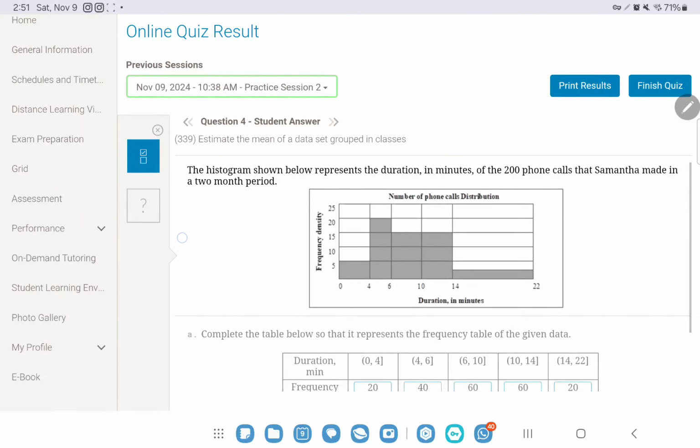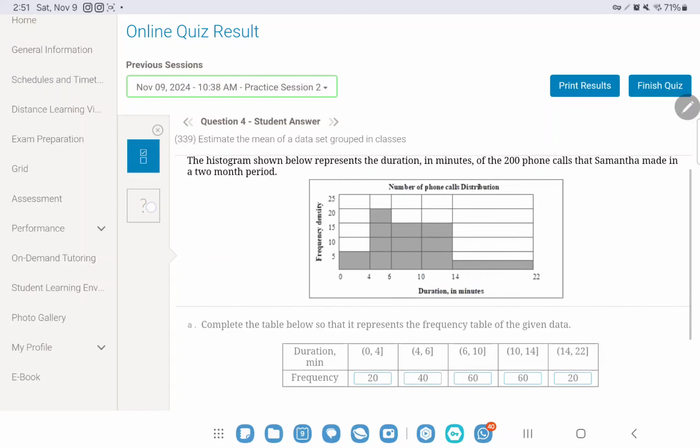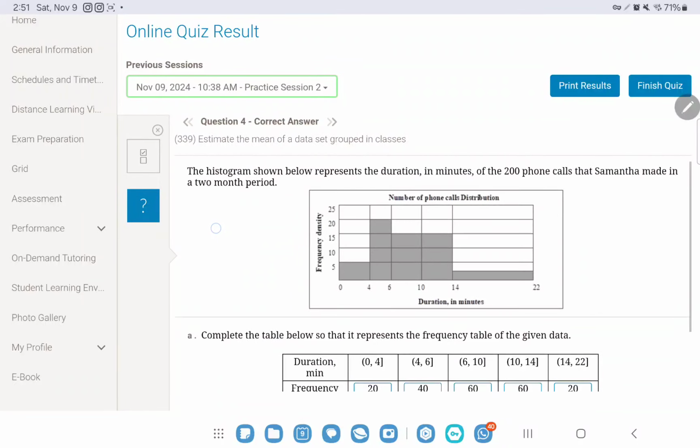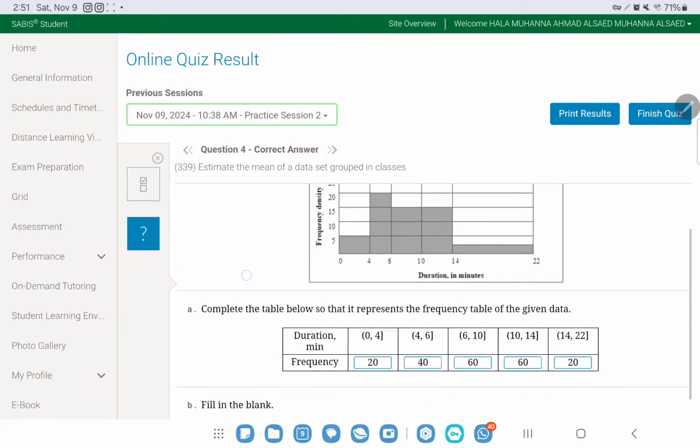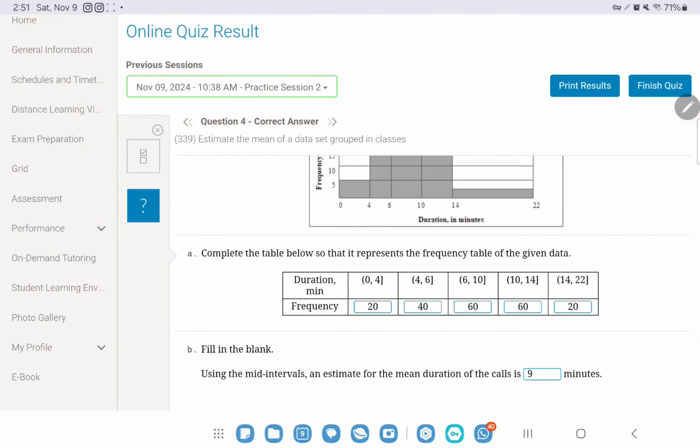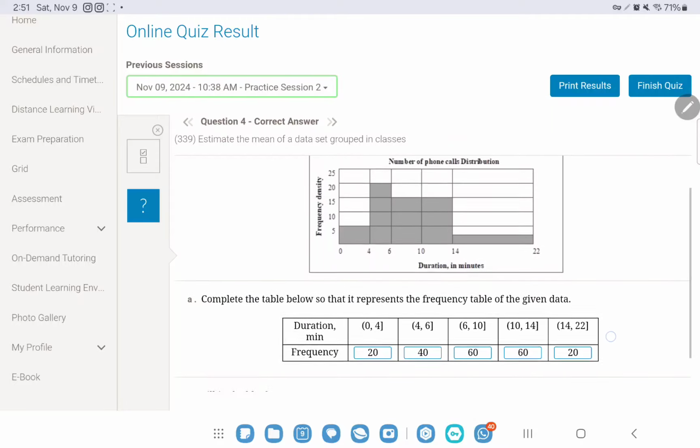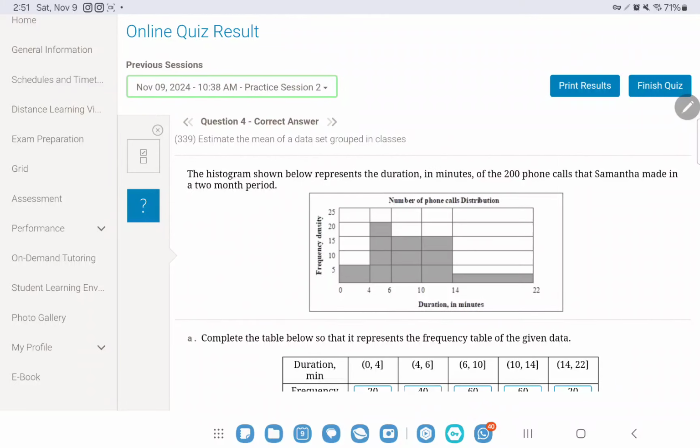Now you have a histogram representing the duration in minutes of 200 phone calls that Samantha made in the 2-month period. They want us first to complete the table below, so it represents the frequency. Okay, so what did I tell you in the last quiz we did? That frequency equals width times frequency density. So 4 times 5, you get your first answer, which is 20.